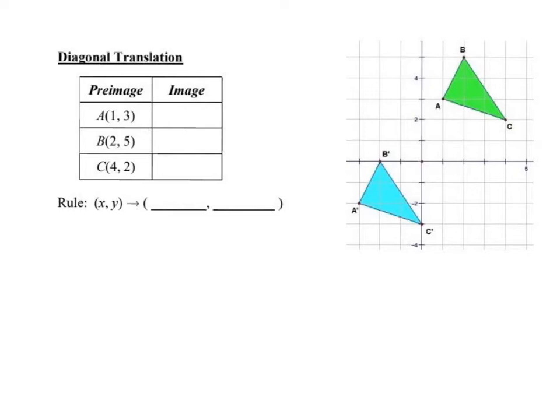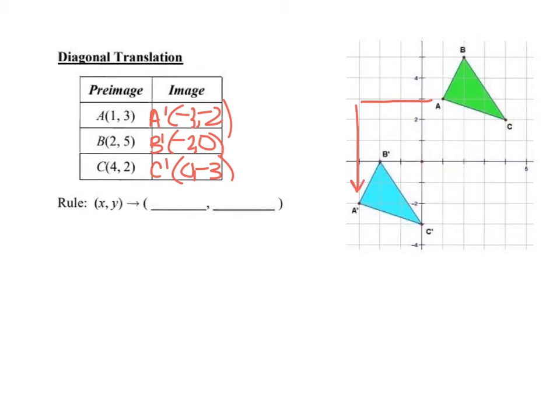A diagonal translation is just a combination of horizontal and vertical translations. Go ahead and complete the chart with the coordinates of the image, and then see if you can come up with the rule. So there are the coordinates of the image, and in this particular translation, our pre-image, the green triangle, is moving to the left 4 units and then down 5 units.